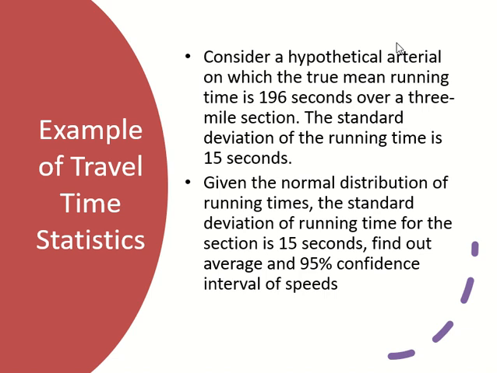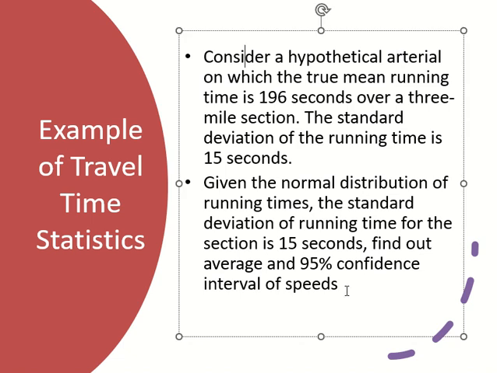Like I mentioned, the spot speed and travel time data will be dealt with in the same manner, same analysis. One of the reasons is that both of them follow normal distribution. Normal distribution means what? The bell shape, the symmetric curve, and so on. Since they follow the same trend, we don't need new equations. So what are they asking for? Find out average and 95% confidence interval of speed. They want average speed and 95% confidence interval of speed.